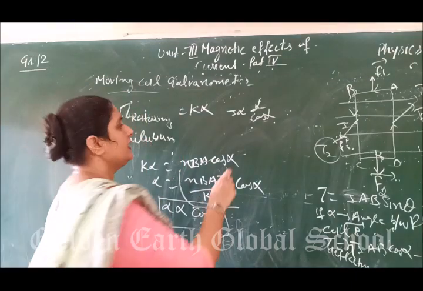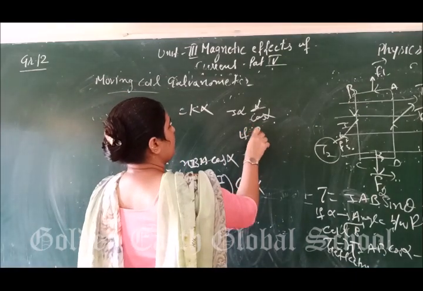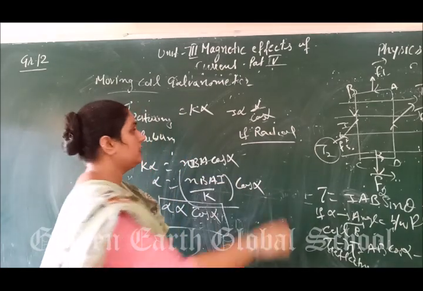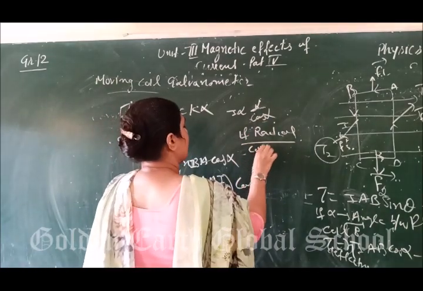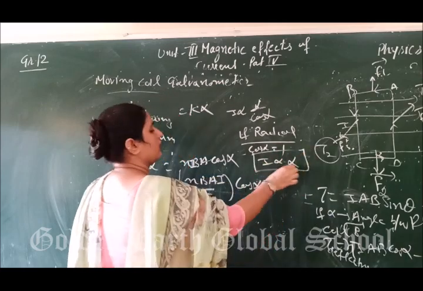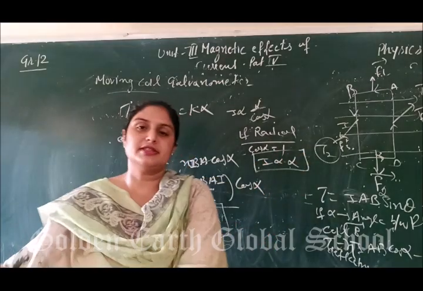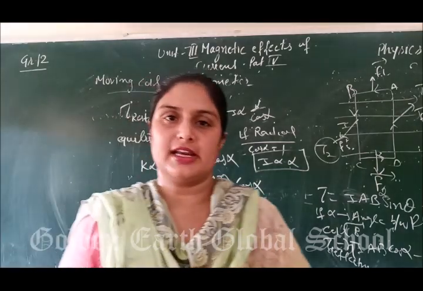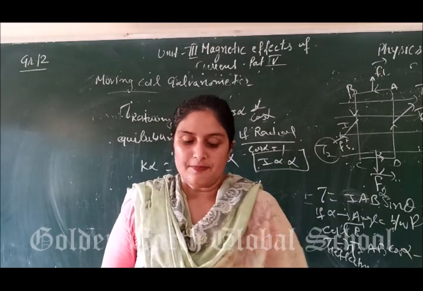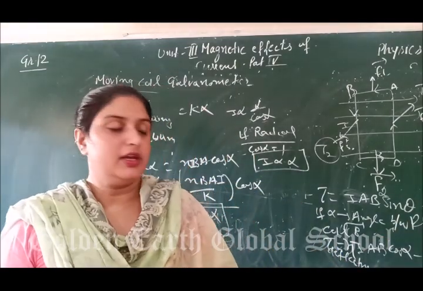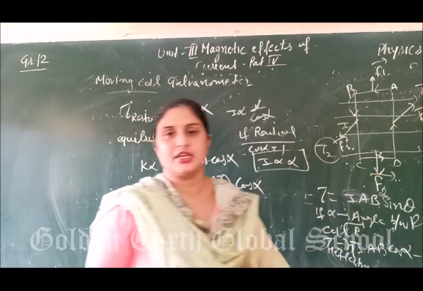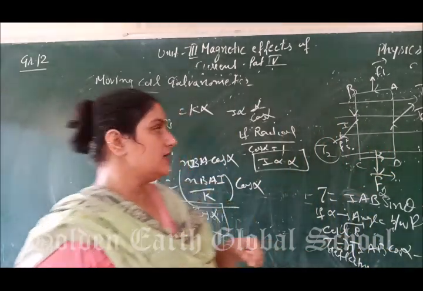In that case, if the radial magnetic field is applied, cos alpha will always be 1 and I will be directly proportional to alpha. Alpha will be proportional to I, meaning the deflection produced is directly proportional to the current flowing through the coil. So the radial magnetic field is used to have the linear scale, so that we can easily read the scale.